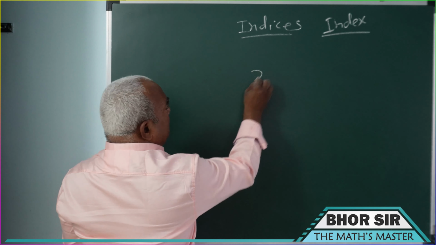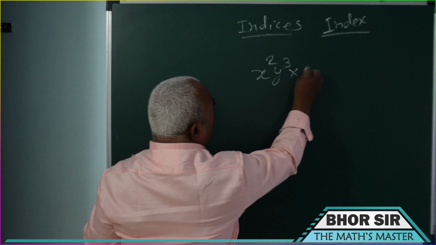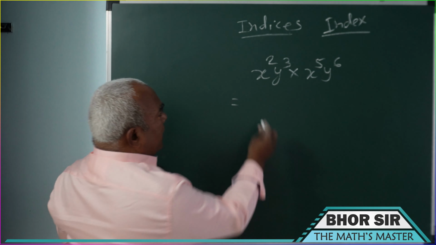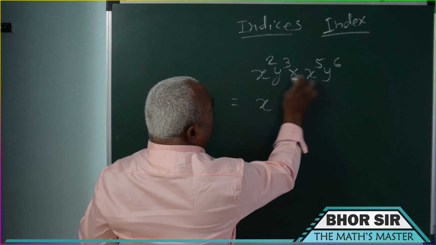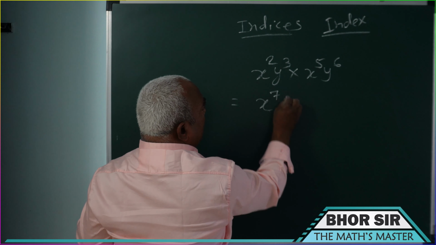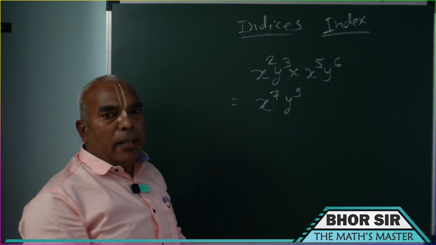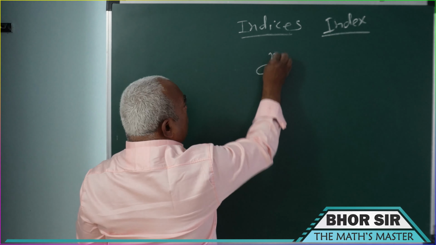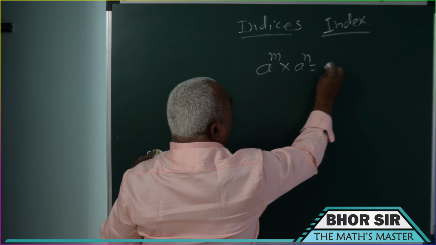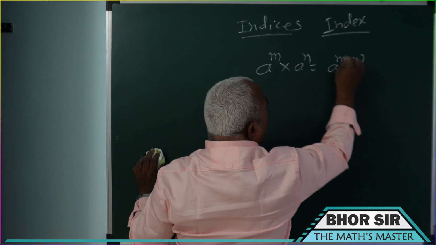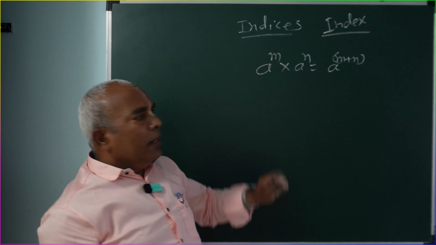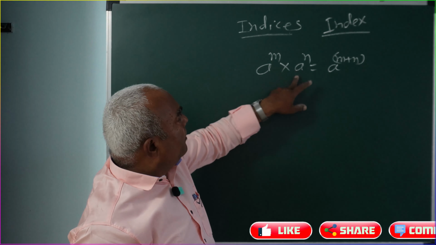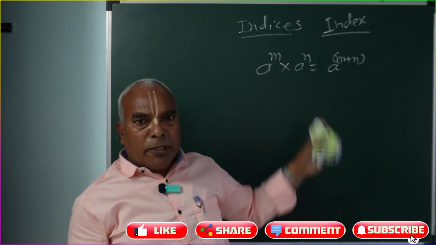Suppose, for example, x square y cube into x5 y6. Then we can do the answer this way: x raised to 7, same variable, same base, we can do addition of this, and y raised to 9. Therefore, the first rule in short is written this way: a raised to m into a raised to n is equal to a raised to m plus n. The meaning of this in words is that if there is multiplication of two terms and the base is the same, then we should do addition of the indices. This is the first rule.